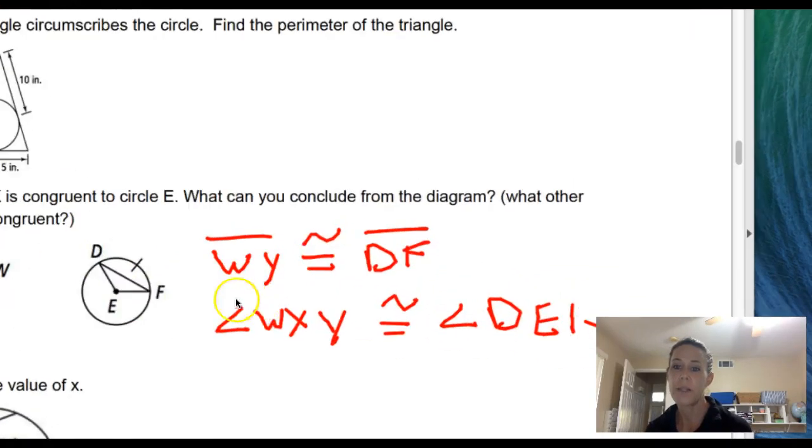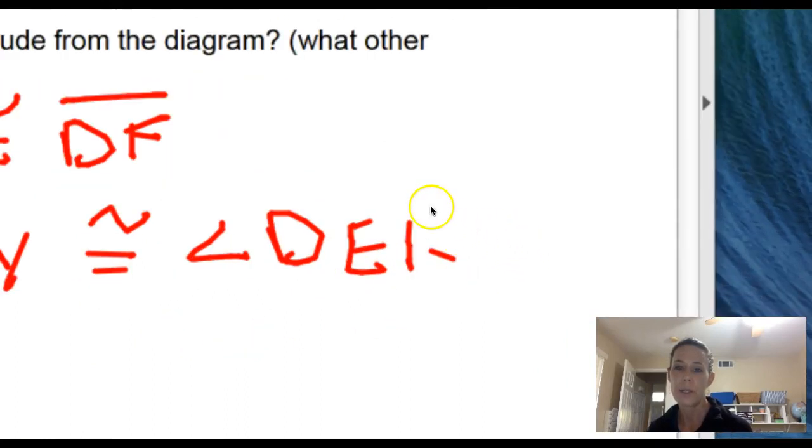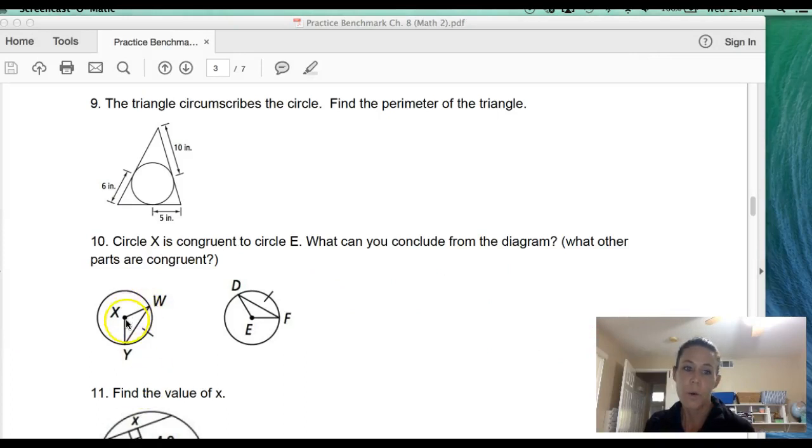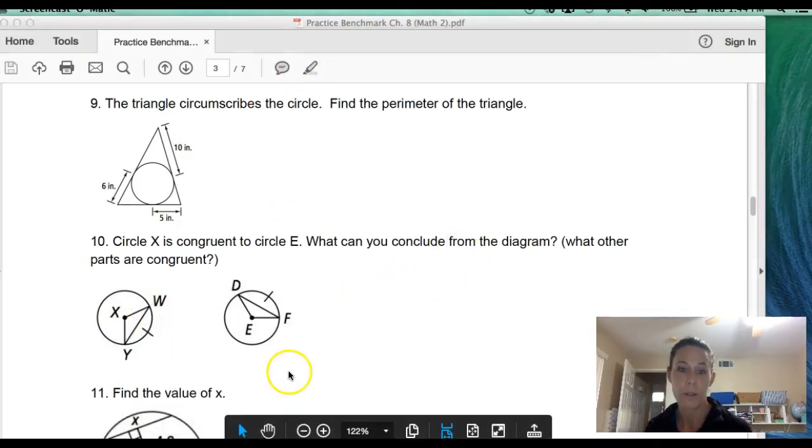And also because these circles are congruent, I don't know why it's doing that. Also because the circles are congruent, you know all the radii are congruent. So I know all the radii. So XY will be congruent to XW. So I'm just going to say also all radii are congruent.